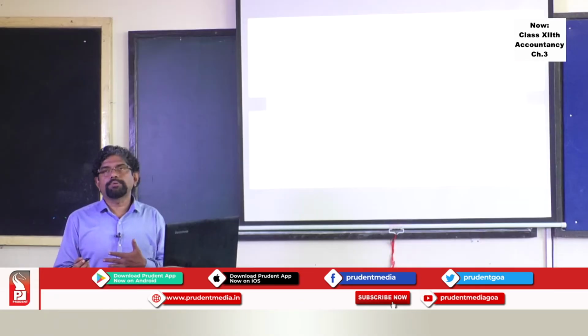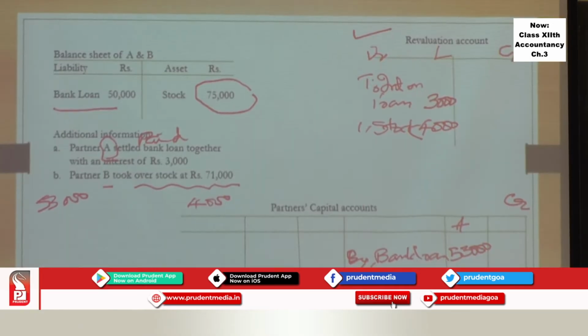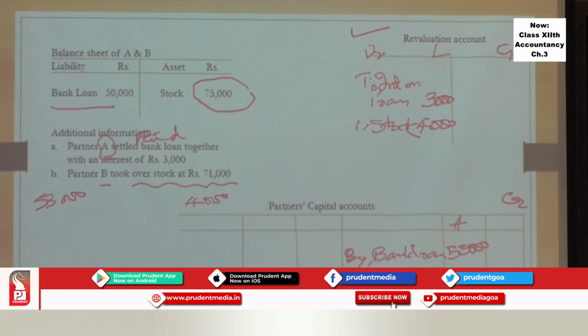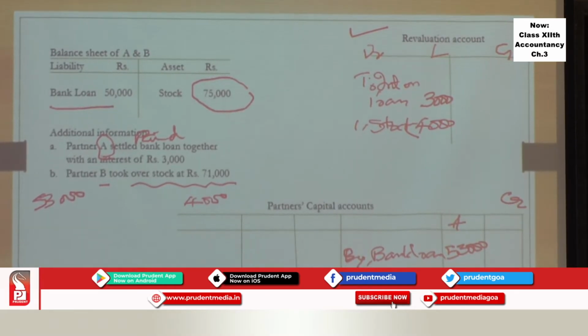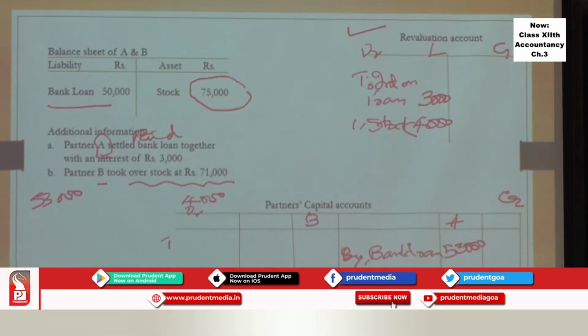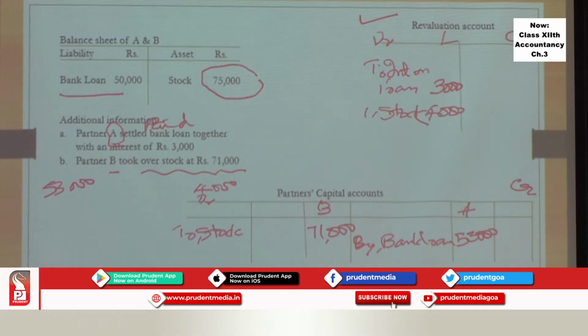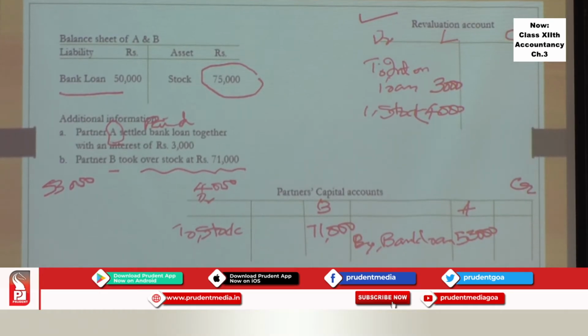And it is taken by partner B. So partner B is the receiver, debit the receiver and credit what goes out of the business. So we will write it on the debit side of the capital account of partner B. Yes, he has taken stock, rupees 71,000. Now will this stock appear in the balance sheet? No. Why? It's taken over by partner B. There is no more stock in our business. So these types of adjustments will not appear in the balance sheet.